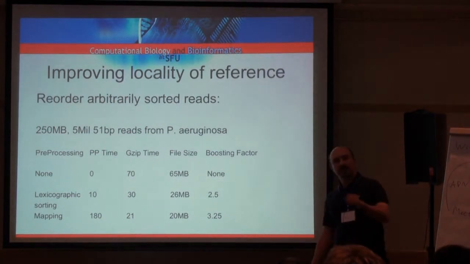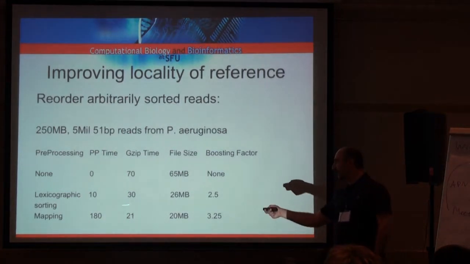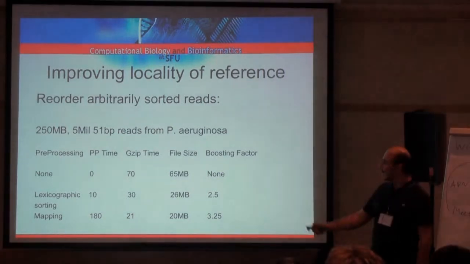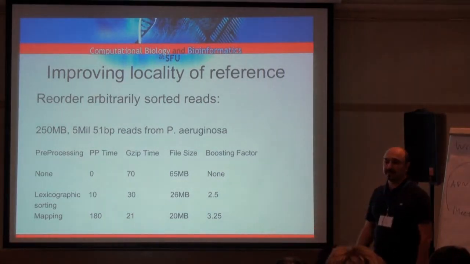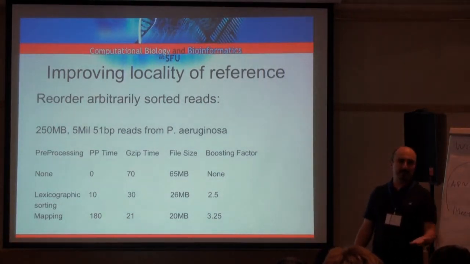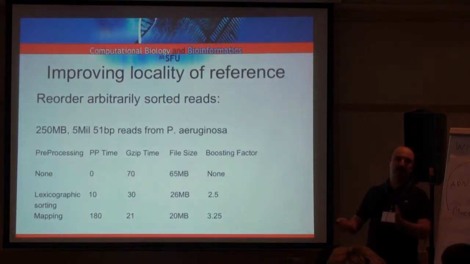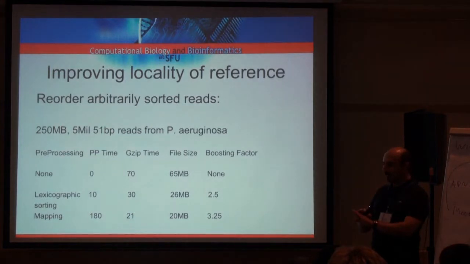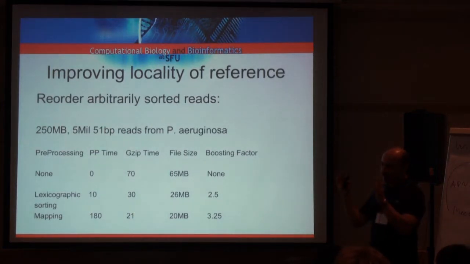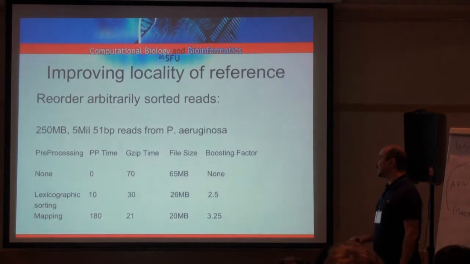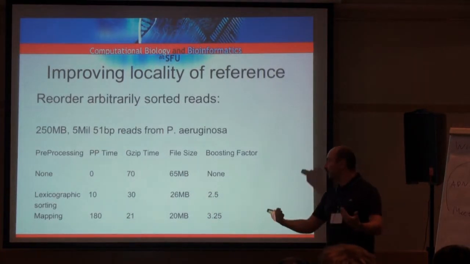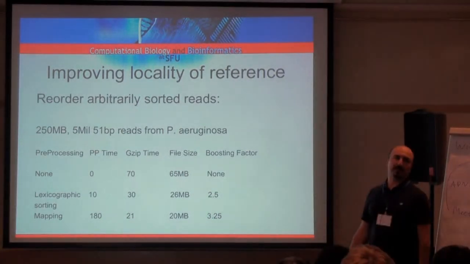If you do something very simple, take these reads and lexicographically sort them, suddenly you get 26 megabytes. That's not very surprising, but if you know how gzip works, gzip basically tries to find similar substrings. In fact, it replaces similarities in substrings by pointers to earlier occurrences of these substrings. And the more you improve the locality of reference, the better compression you get.